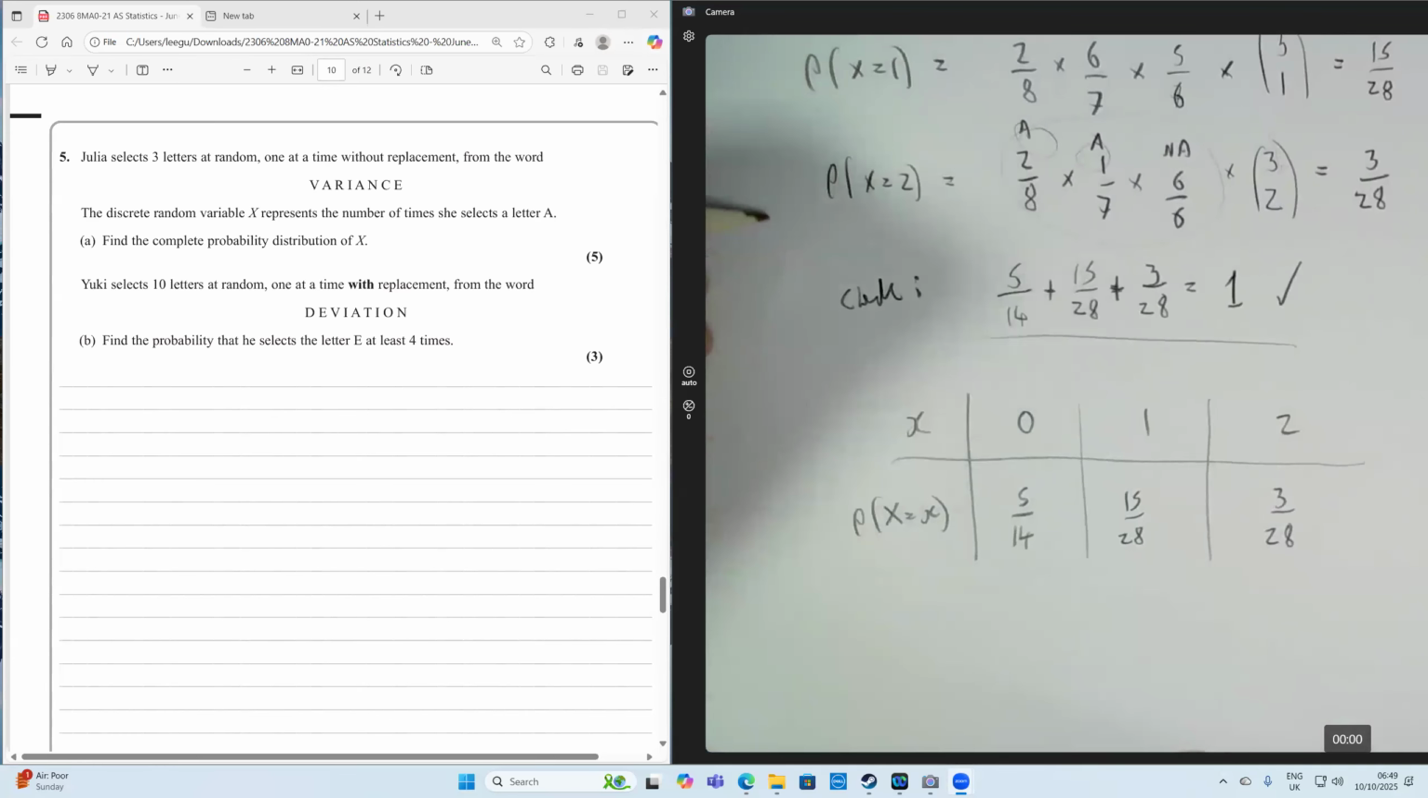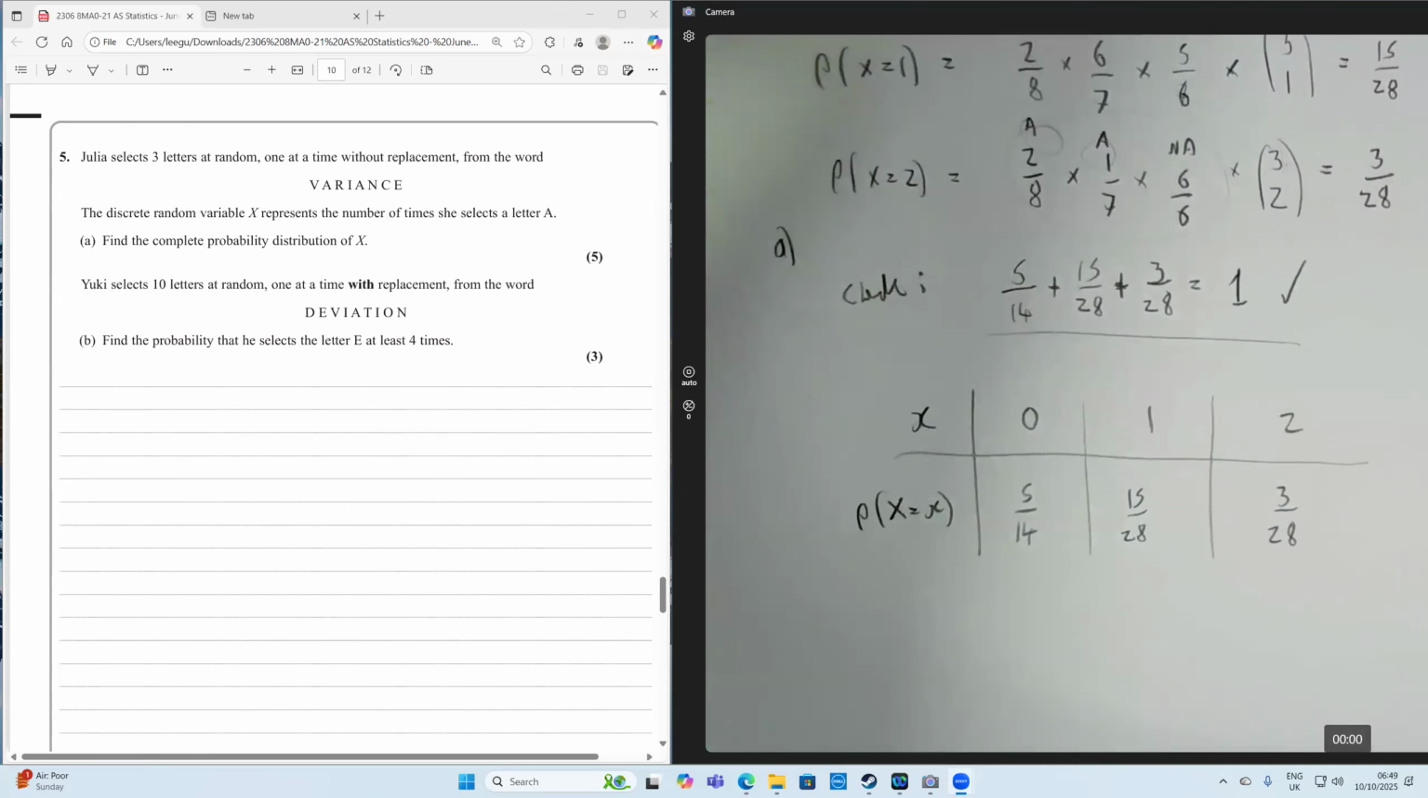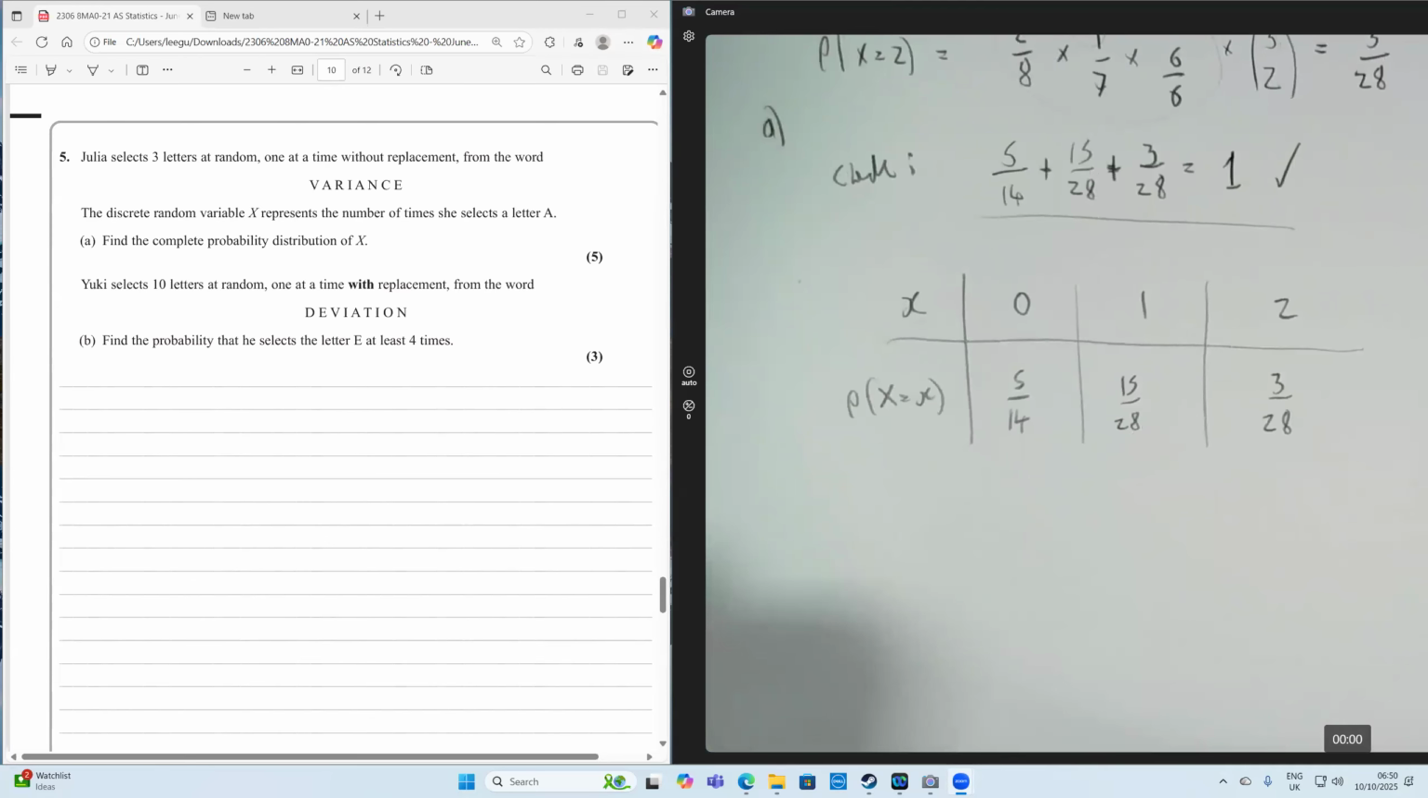5 marks. Nice question. Yuki selects 10 letters at random, one at a time with replacement from the word deviation. Find the probability that he selects the letter E at least 4 times. Now, it's always tricky this. You've got to think to yourself, what kind of distribution have we got here?